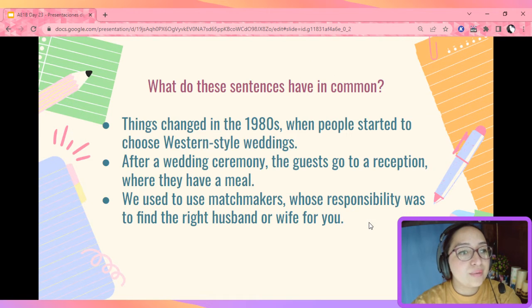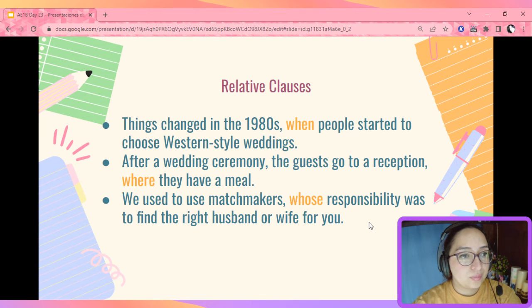Great. Now, I want you to please read the sentences again. What do they have in common? If you notice, they have relative pronouns. Where, when, and whose. We're going to talk about them today. So, if you remember, we saw relative clauses earlier in the course. Now, these are the same relative clauses, however, we are not referring to people or things. Today, we are referring to time, and that's why we're using when. Places, and we use where, or even possessions, whose.